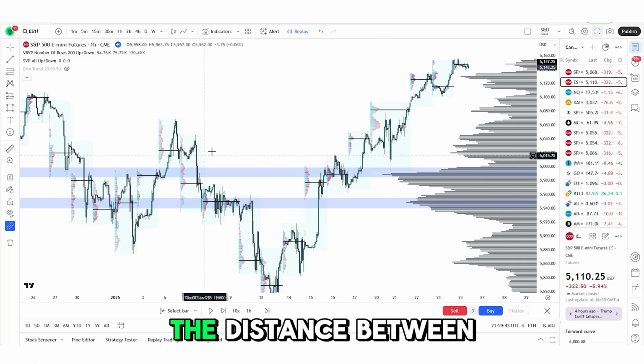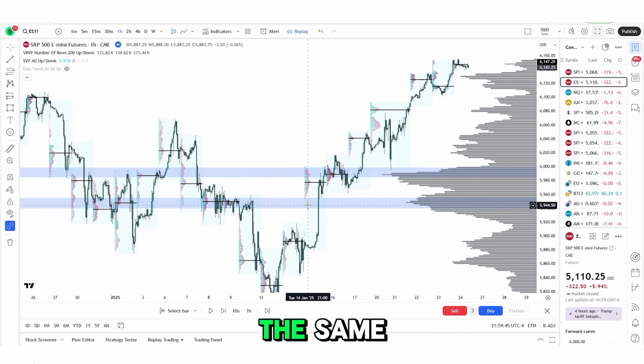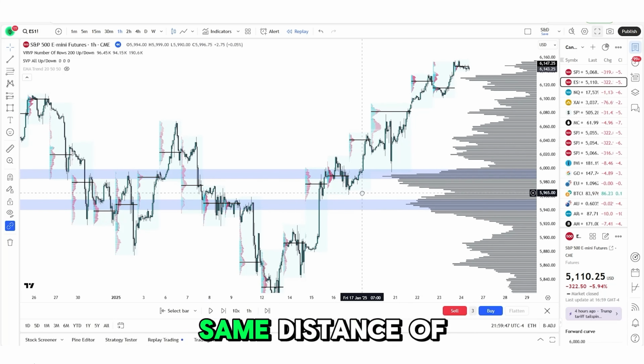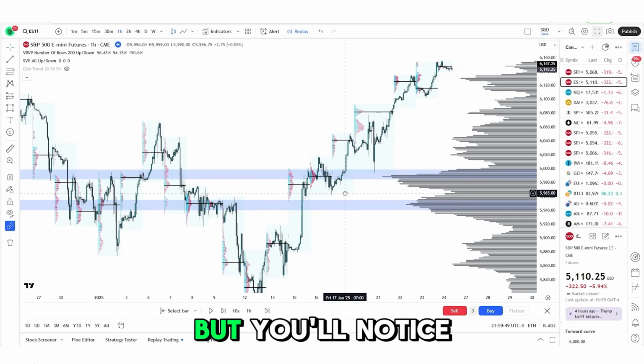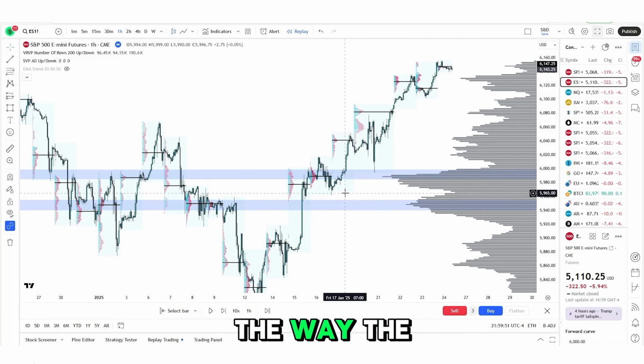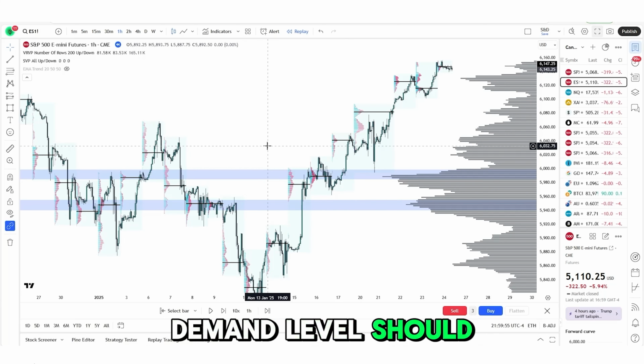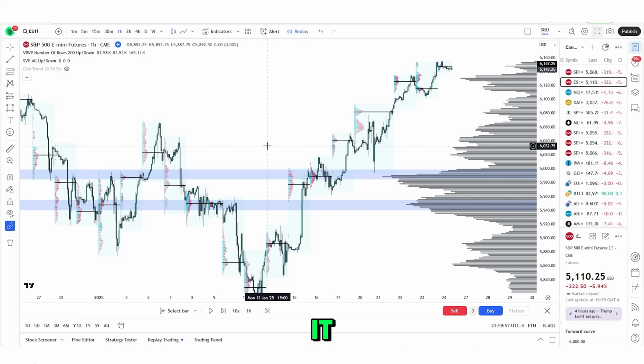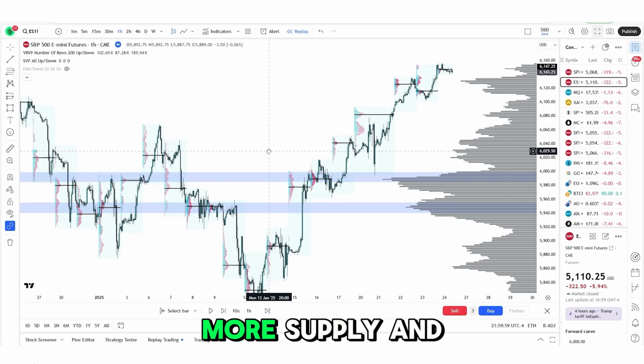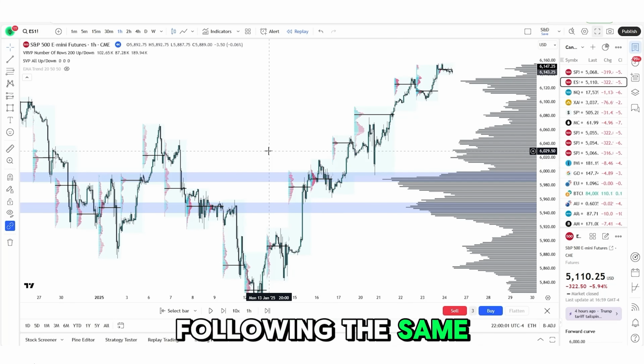You'll also notice that the distance between each of the levels should be roughly the same. Not exactly the same distance, of course, but you'll notice a certain pattern and rhythm in the way the price moves. And eventually you'll see where a supply and demand level should go. That's when you know you got it. But for now, I'm just going to add a few more supply and demand levels following this same formula.